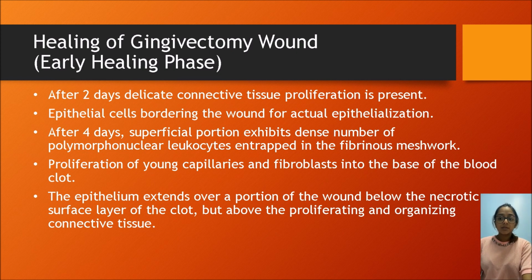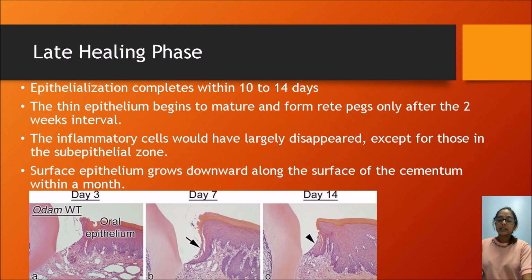The epithelium extends over a portion of the wound below the necrotic surface layer of the clot, but it will be above the proliferating and organizing connective tissue. Finally, for the late healing phase, epithelialization will complete within 10 to 14 days. The thin epithelium will begin to mature and form rete pegs only after 2 weeks of interval.